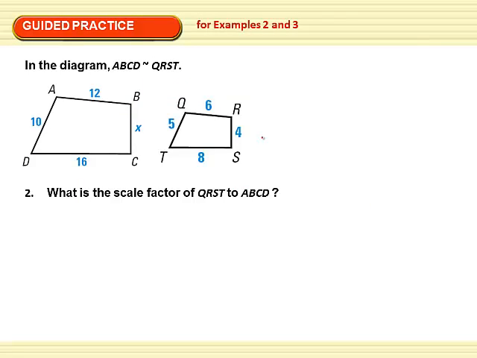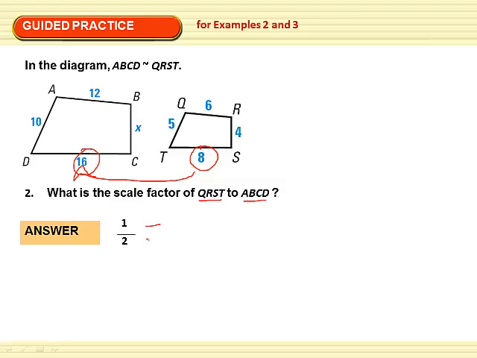Okay, another example. In the diagram, they tell you that ABCD is similar to QRST. What is the scale factor of QRST to ABCD? Now, this is one of those things you need to be careful of. The answer is 1/2. Why is it 1/2? Because you need to start off with QRST, which is this one, to ABCD, which is this one.